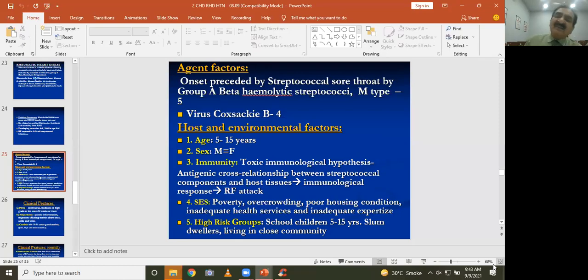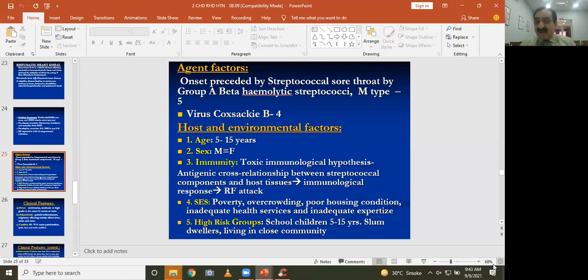It has been seen that the disease may occur at any age, even adults and adolescents can have the disease, but the most common age is school-going children, 5 to 15 years of age. As far as sex is concerned, males and females are equally affected. And immunity plays a very important role in how this disease occurs.